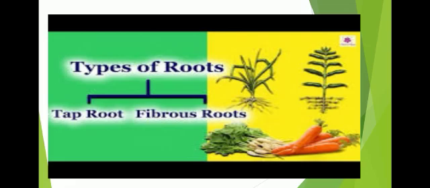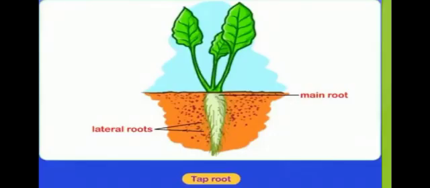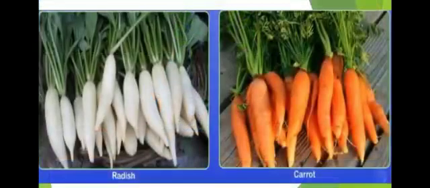fibrous root. First, taproot. Taproot has one main thick root. It grows from the radicle and goes deep into the soil. Many small thin roots grow out from the main root. Plants such as carrot, radish, beetroot, mango and neem have taproot.